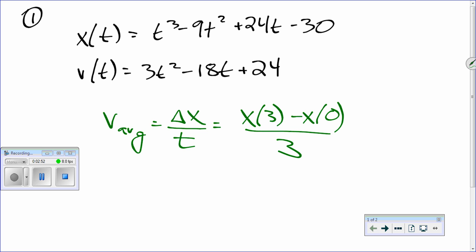So this is huge, you guys. This comes up. There's another problem on the test that was the same thing. If the acceleration is not constant, the only way to find average velocity is to find the displacement and divide it by the time. Cool?